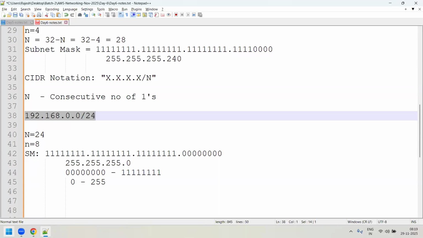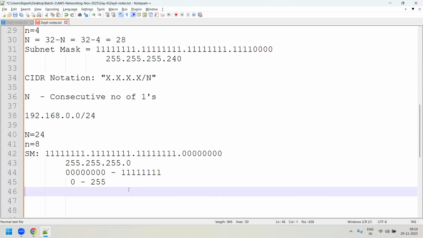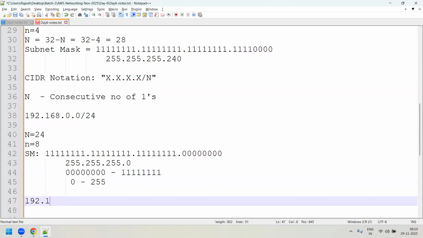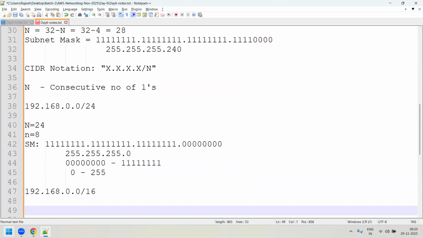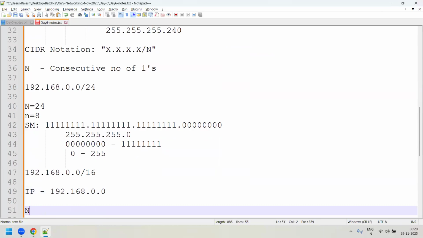Okay. Now, any questions you have here? For example, let's take one more example, 192.168.0.0/16, if they give it. This is your capital N. Now, when I give it like this, you have to consider this as an IP address only. So, Rajesh, this IP address is coming in this particular range. Since the N value is 16, it means that it is consecutive ones.